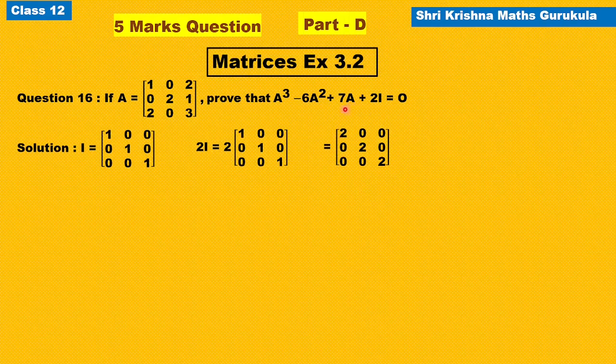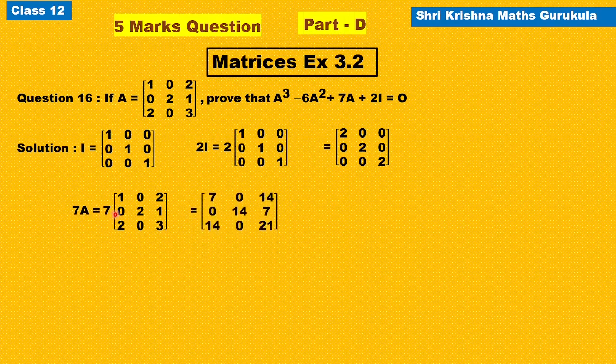Now we shall find 7A. That is, we'll multiply 7 to each and every element of matrix A. That gives us 7A. So it is 7 into 1, 7. 7 into 0, 0. 7 into 2, 14. 7 into 0, 0 again. 7 into 2, 14. 7 into 1 is 7. Now 7 into 2 is 14. 7 into 0 is 0. 7 into 3 is 21. So this is matrix 7A.